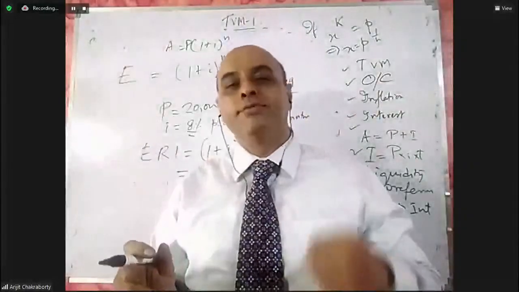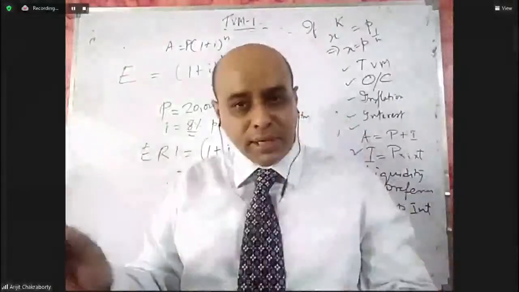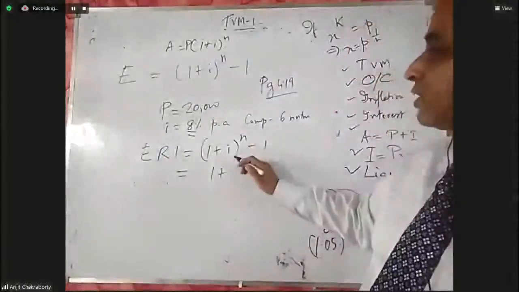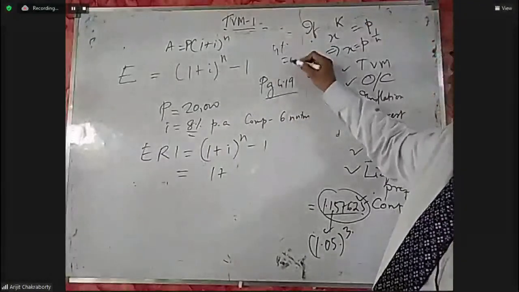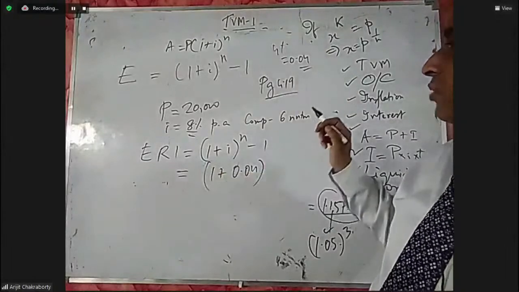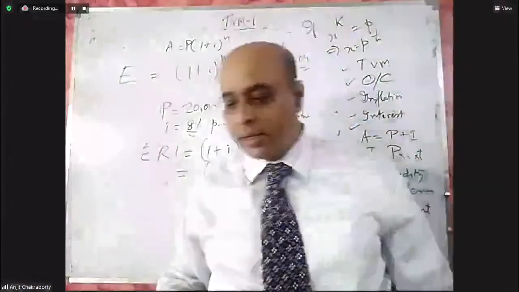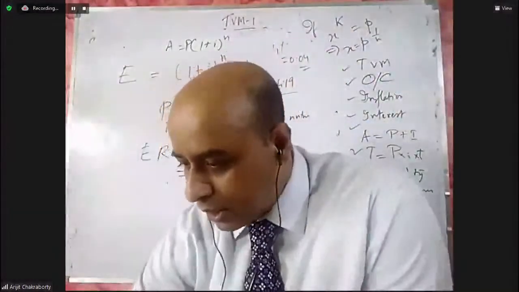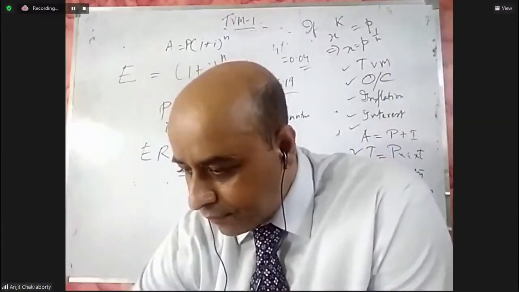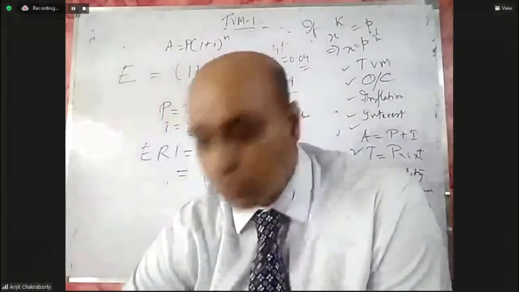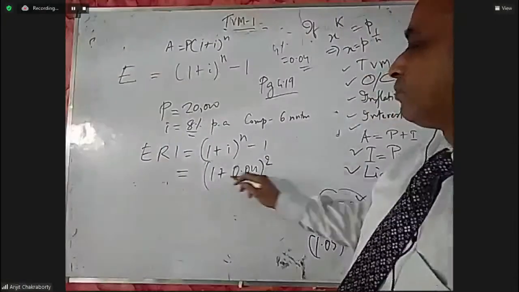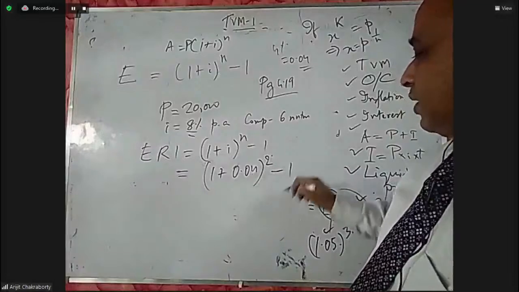Here, the compounding is done every 6 months. So 8% is for the full year, and for half a year it will be 4%, that is 8 divided by 2. So 4% means 0.04. So I will write (1 plus 0.04) to the power n minus 1. Now here it is given that the compounding is done semi-annually, and it is kept in the bank for 1 year, so here n is 2.